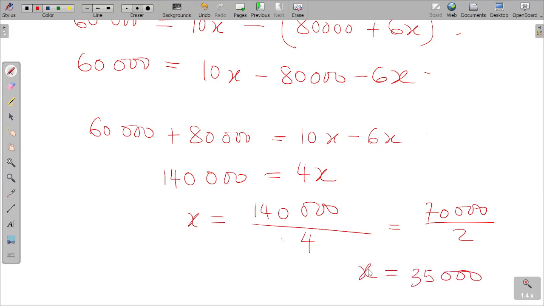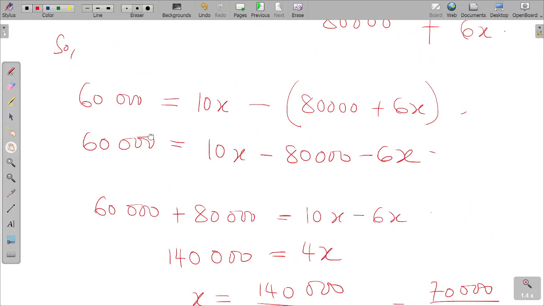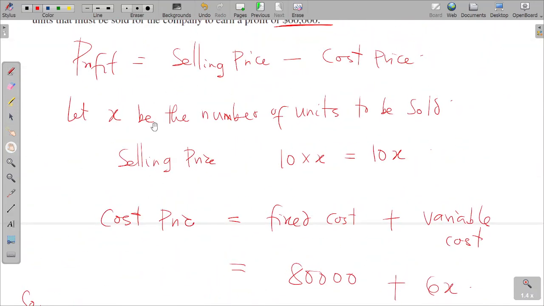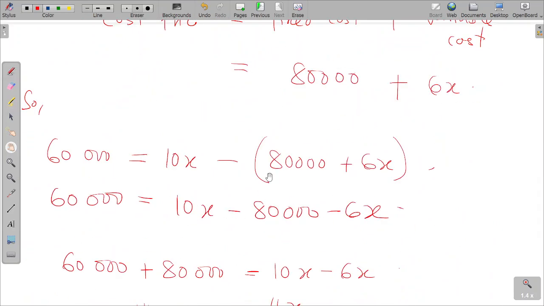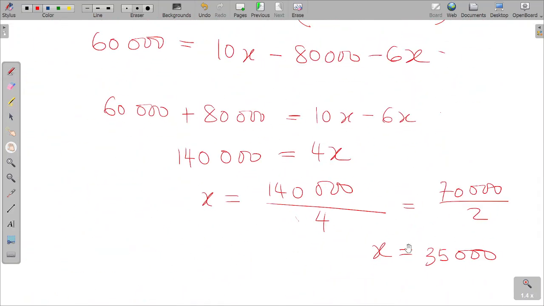So our x, which is what they're asking for, and which we say is the number of units to be sold. So the number of units to be sold is this. The number of units to be sold is that.